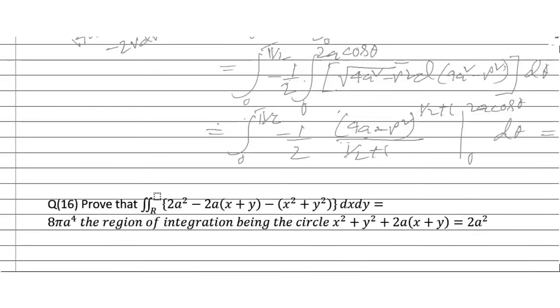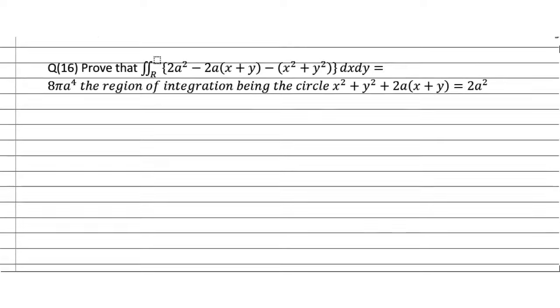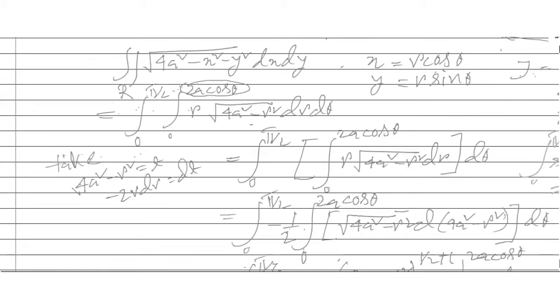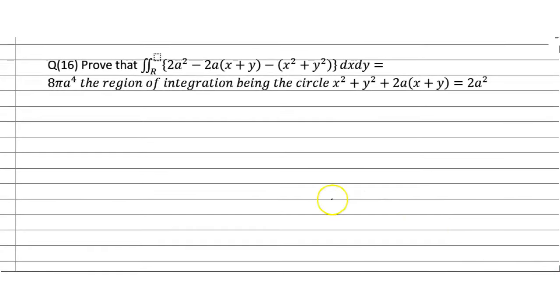Next problem, friends. The next problem is a very interesting problem, and I hope this is the last problem. So let's start the solution, and at first I read the question. Prove that the double integral of 2a squared minus 2ax plus y minus x squared plus y squared dx dy. So how can I solve this problem?